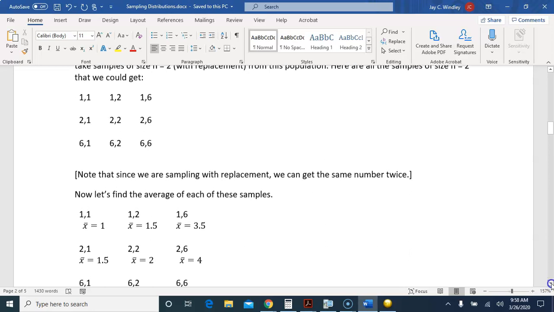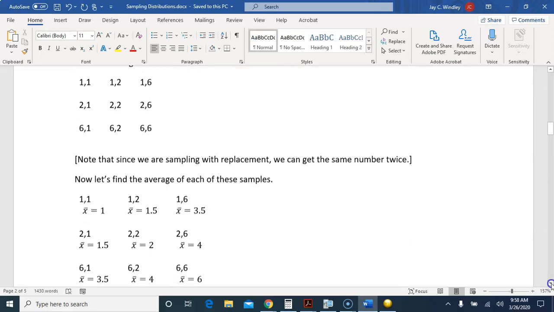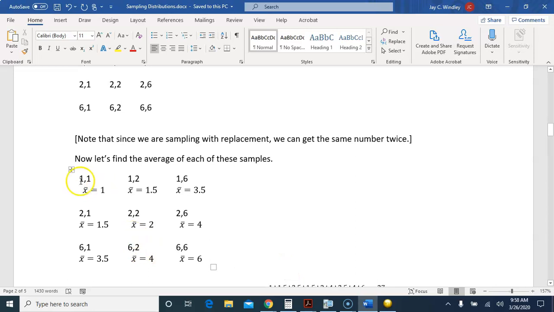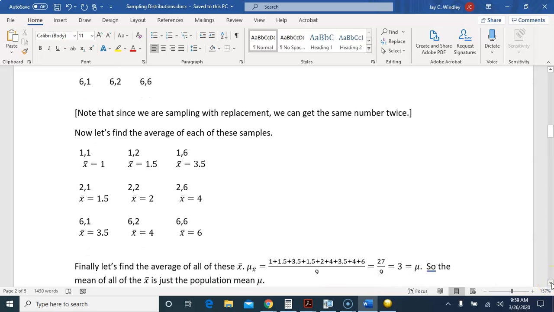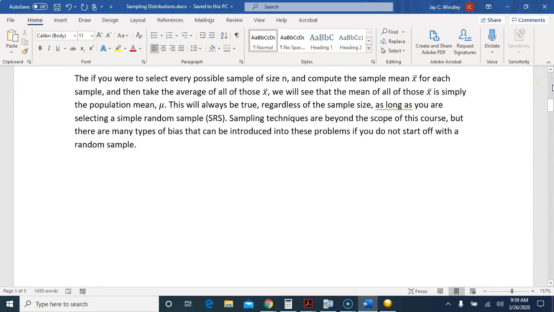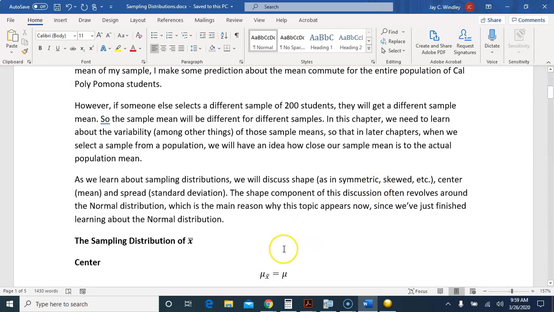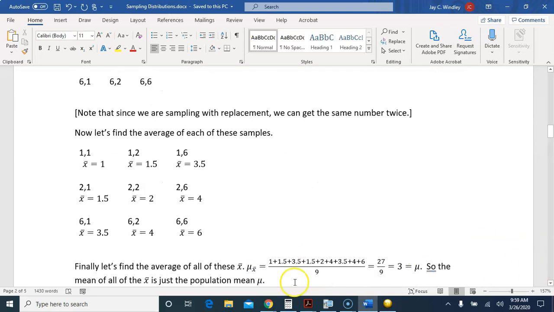So it's easy enough to figure out the mean of each of those samples. If my sample is the number 1 and the number 1, then the sample mean is 1. If my sample is a 1 followed by a 2, then the sample mean is 1.5, and so on. So this next calculation will shed some light on this formula here that says the mean of the X bars is the population mean. Here's all the possible X bars.